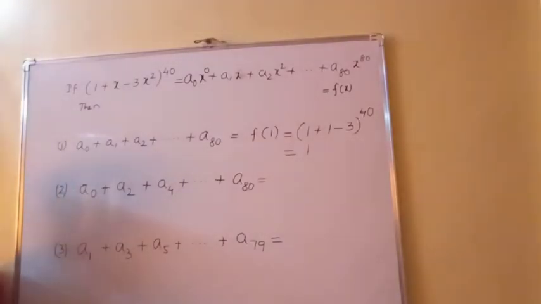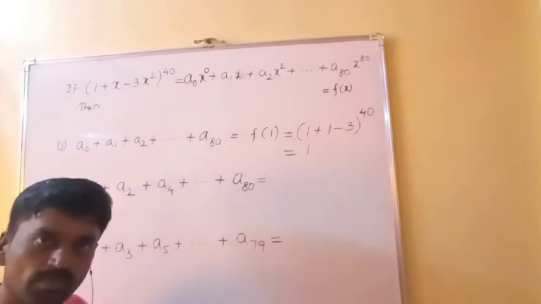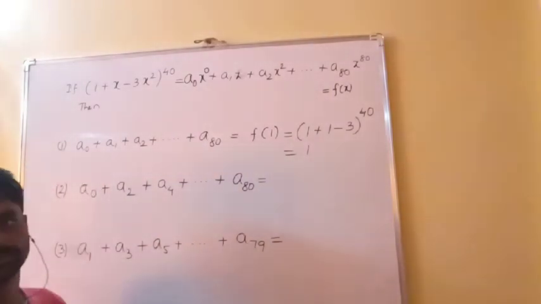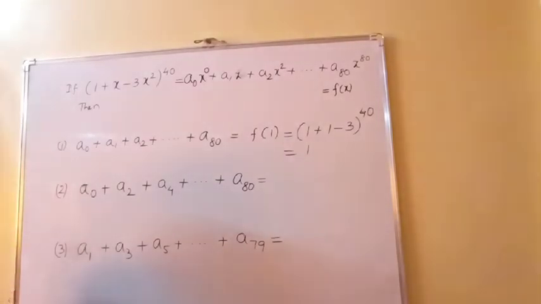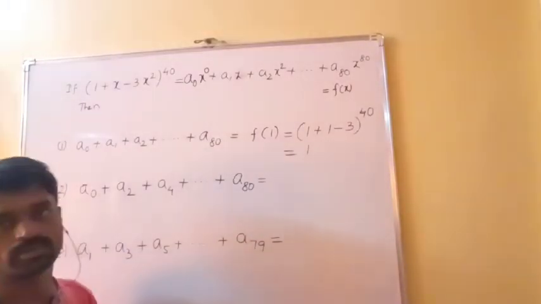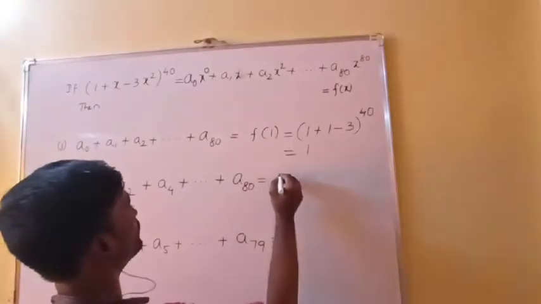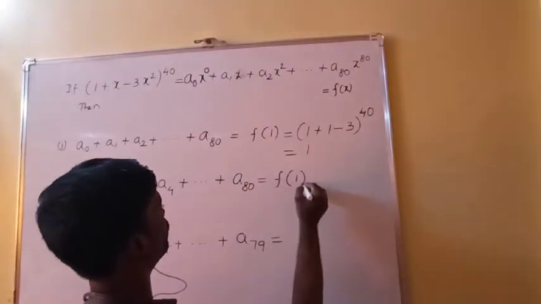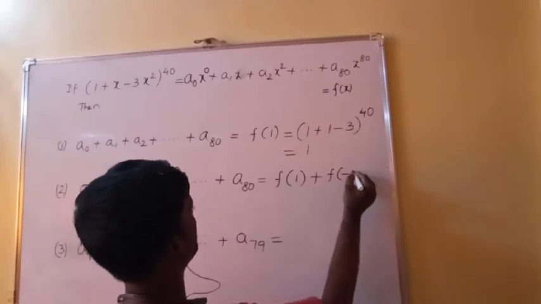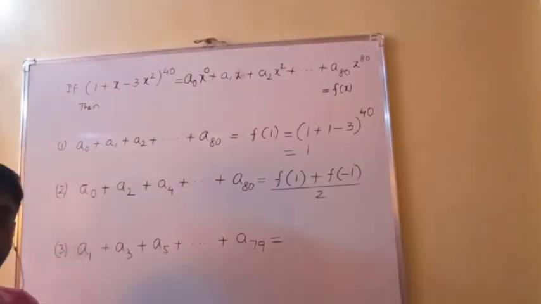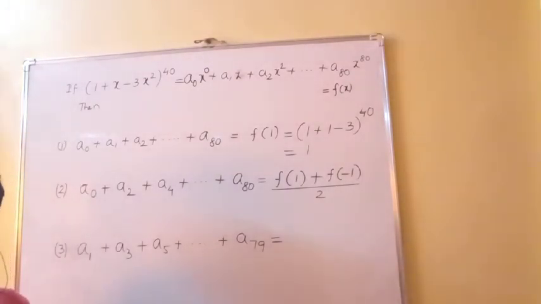So in the second problem, they are asking for the sum of the coefficients of even powers of x. That means they are asking for the coefficient of x power 0 plus the coefficient of x square plus the coefficient of x power 4 and so on. So the sum of the coefficients of even powers of x. The shortcut formula is f of 1 plus f of minus 1 by 2.